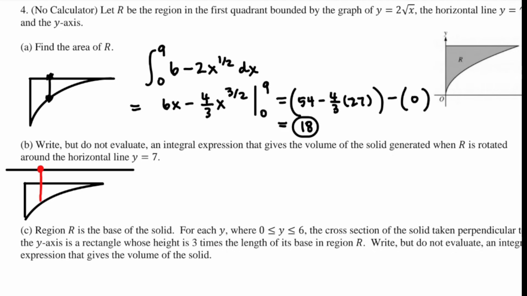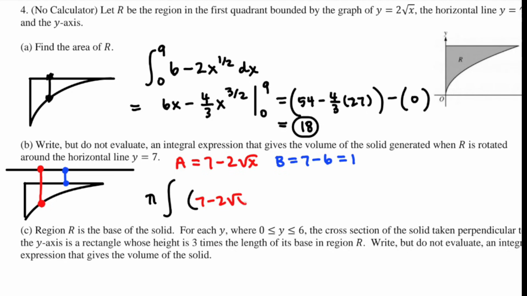Okay, the large radius will start at the axis of rotation and reach all the way across the region. So A will equal top, which is 7, minus bottom, which is 2 root x. Then B would be top and bottom from the axis to the near side, which would be 7 minus 6, which is 1. And so I'd be integrating pi times 7 minus 2 root x squared. You could just write A squared if you'd already clearly defined it out to the side. But just to really emphasize what's going on here, this is going to get integrated with respect to x as x goes from 0 to 9.